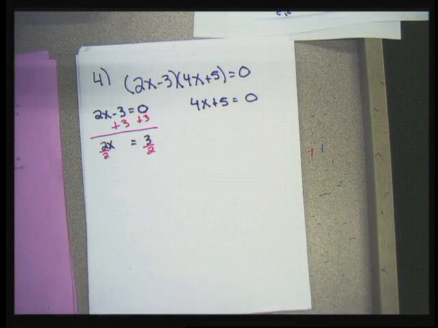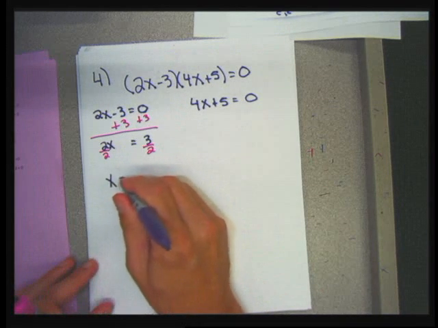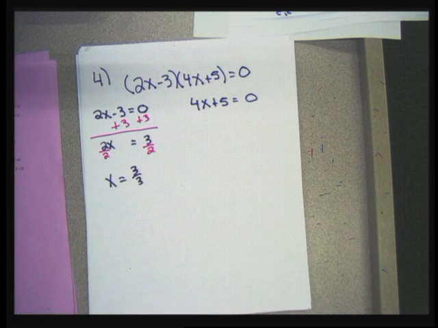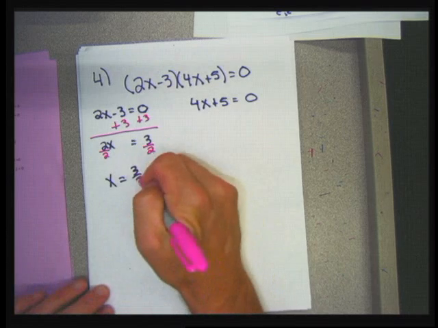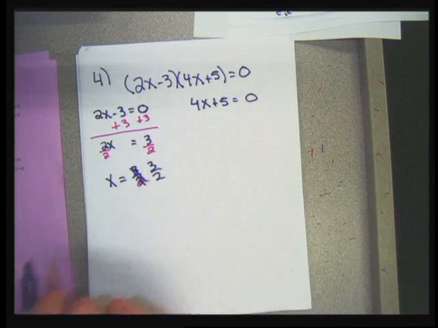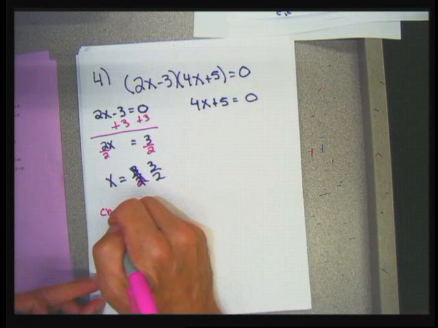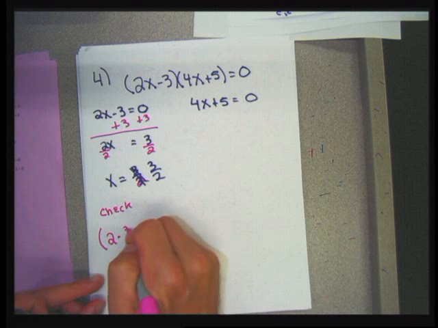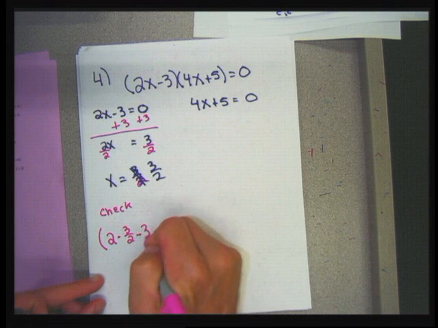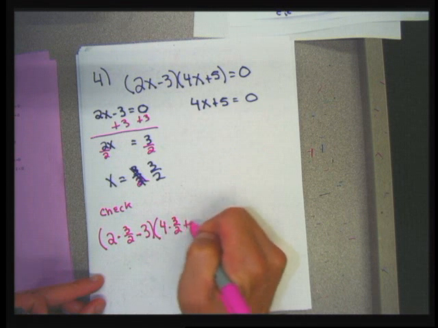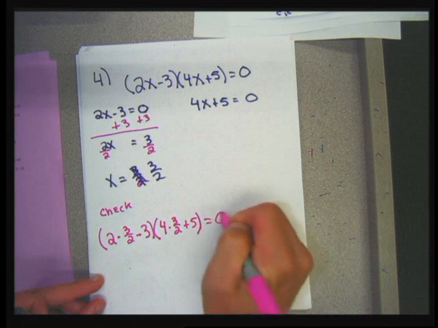And then I'm going to get x equal to 3/2. I'm going to go ahead and check that real quickly just to show you that it works, and then I'll do the other side. So 3/2. Not that that looks like 3/2. So if I wanted to check, because I wasn't sure I did the math correctly, I'd go like this. I'd go 2 times 3/2 minus 3, and then 4 times 3/2 plus 5 equals 0.